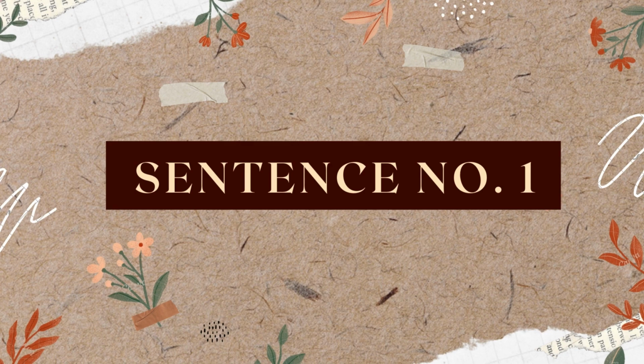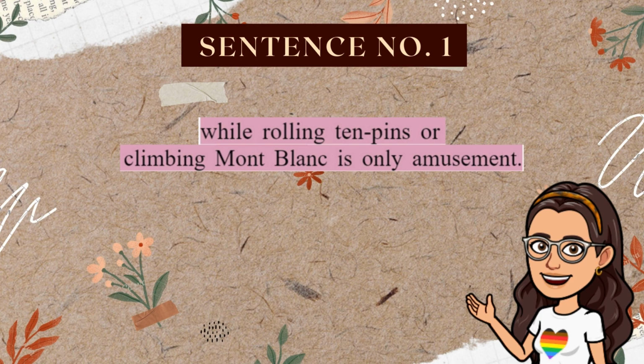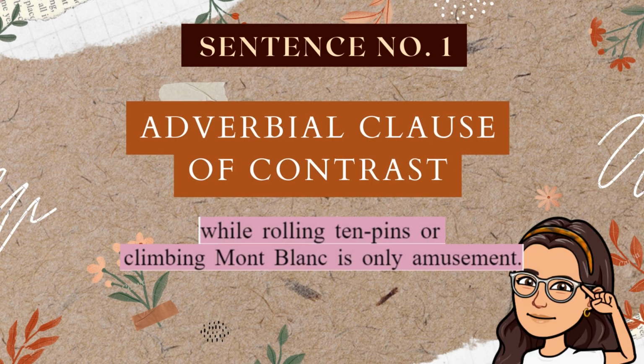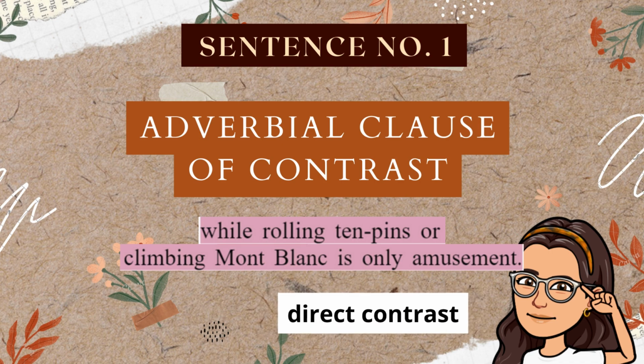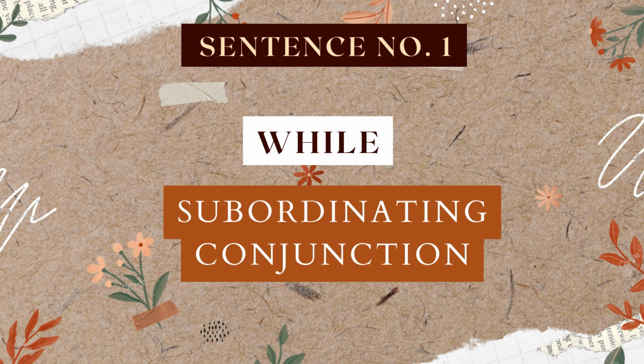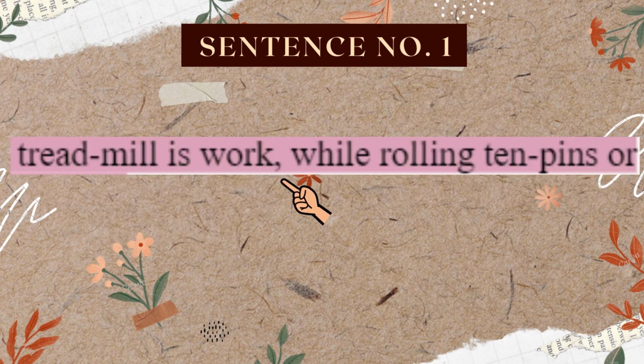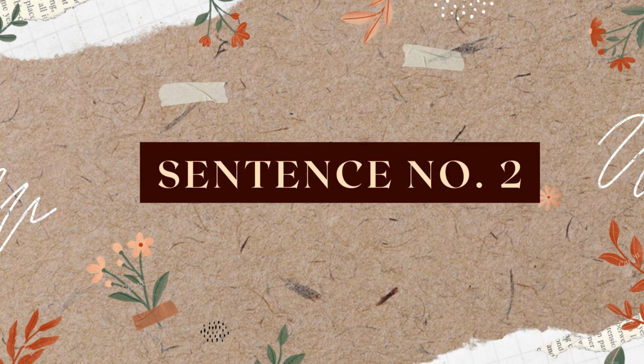This sentence was extracted from page number 20, and this would help me to understand why constructing artificial flowers or performing on a treadmill is work, while rolling 10 pins or climbing Mont Blanc is only amusement. The subordinate clause in this sentence is an adverbial clause of contrast, because it describes something that contrasts with the idea expressed in the main clause. And the subordinator is while, which is a subordinating conjunction. In terms of punctuation, we can see that a comma is placed before the subordinate clause, and this is to indicate a contrast between the main clause and the adverbial clause.